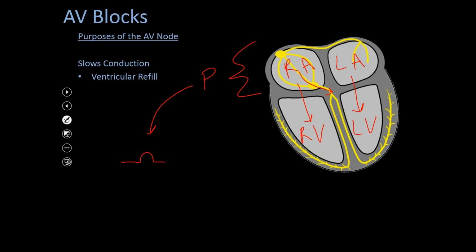And then when the ventricles depolarize, of course, then your deoxygenated blood from your right ventricle travels to your lungs to get oxygenated, and then the oxygenated blood that's in your left ventricle travels to your body. Which of course represents the QRS. So that slight delay allows for adequate time for ventricular refill.